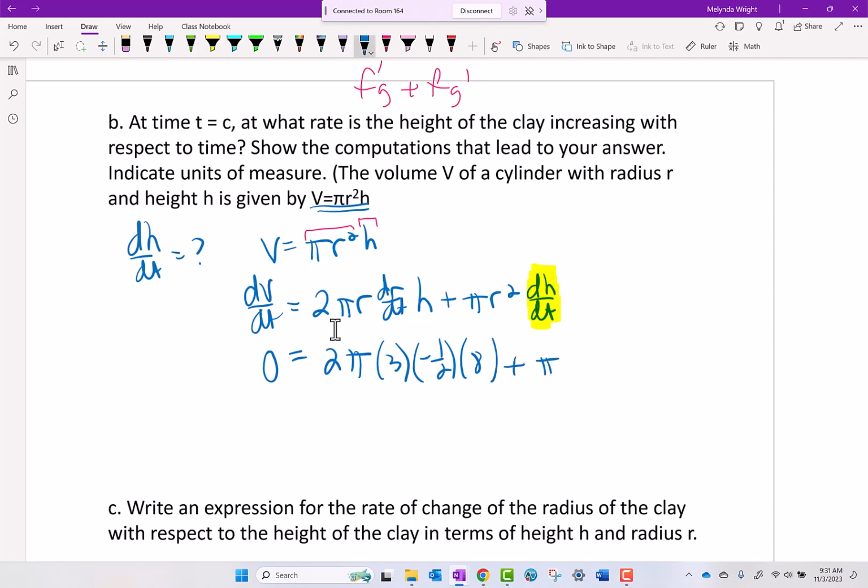equals pi, plus pi, r was what, 3, dh/dt. Now that's a lot of arithmetic. Are you okay if I just go to the answer? It's just arithmetic, right? We multiply all those things over, divide, all that. Are we good? Okay.